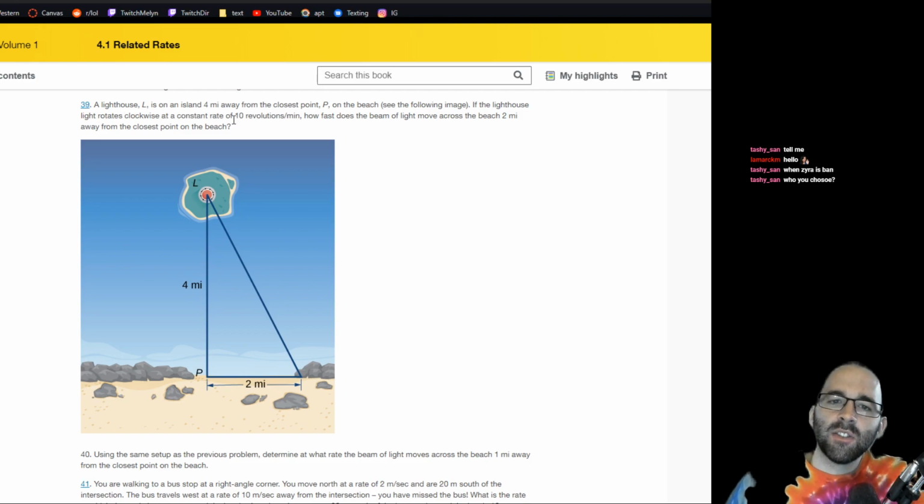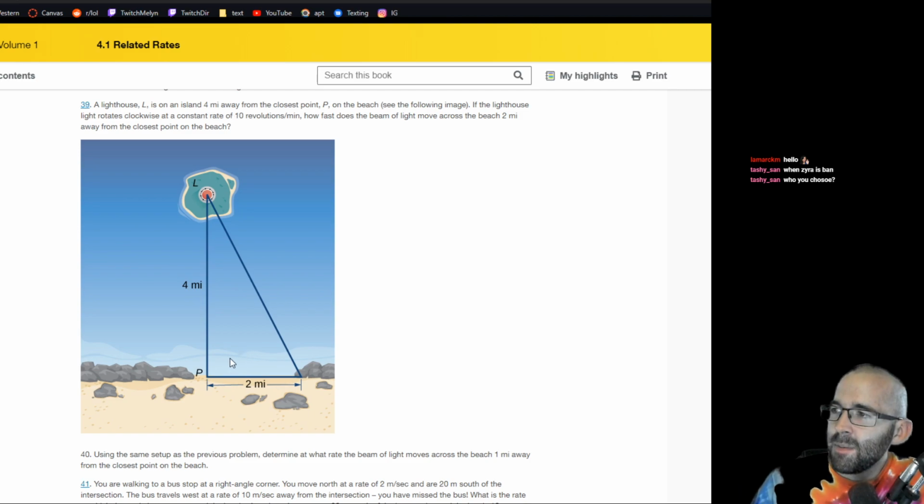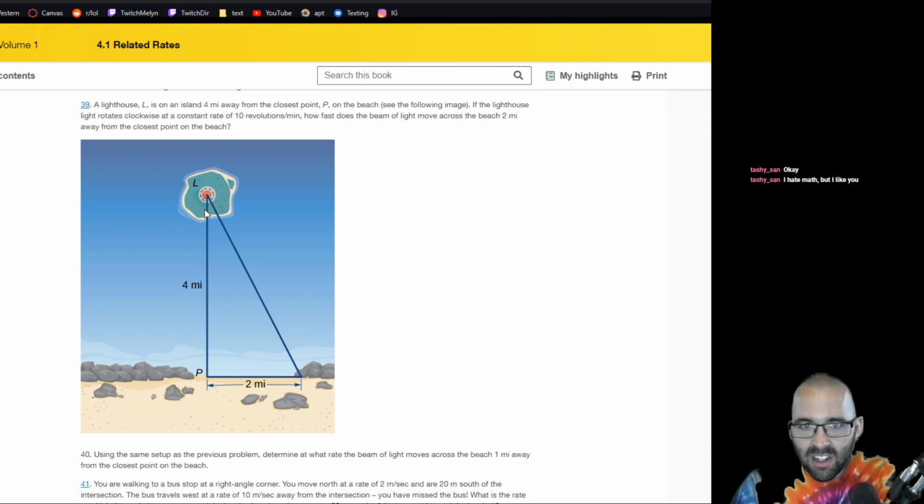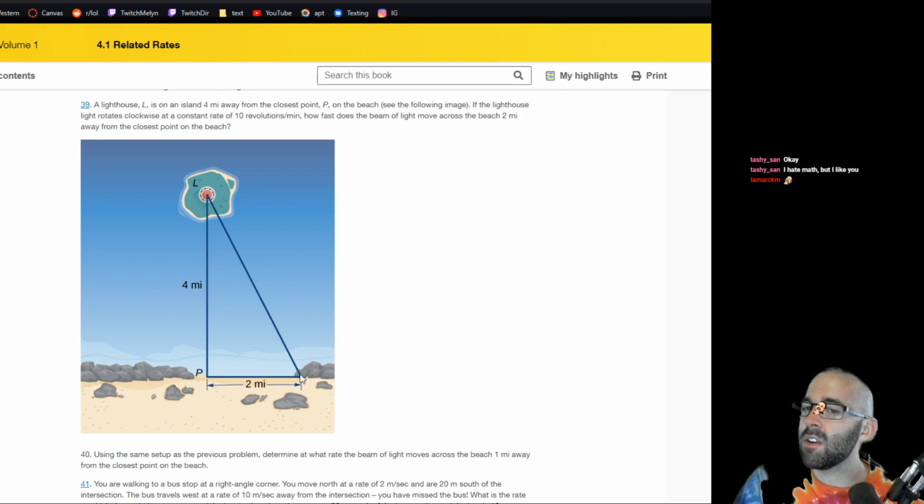Okay, so let's look at this real quick before we go to the tablet. We have a lighthouse right here, and the land is 4 miles away. Let's say at some given point, the lighthouse is pointing the light directly down here. After a little bit of time, it's pointing the light over here. The question is, how fast does the beam of light move across the beach? So how fast is the beam moving when it's right here?